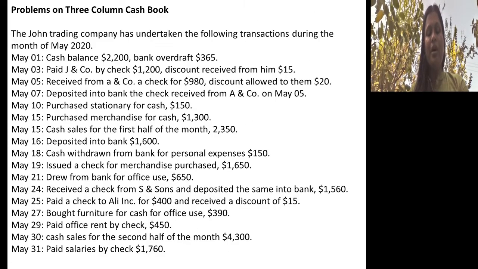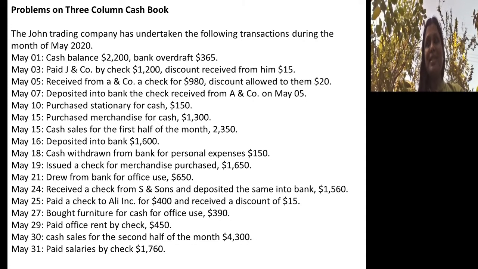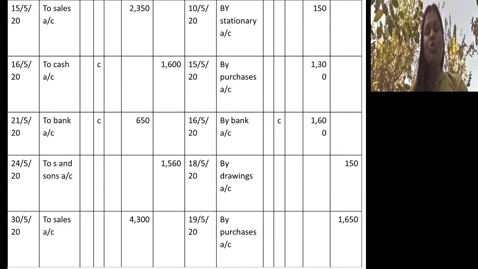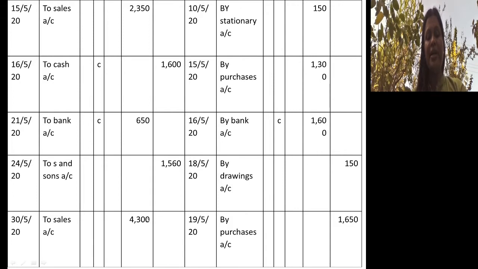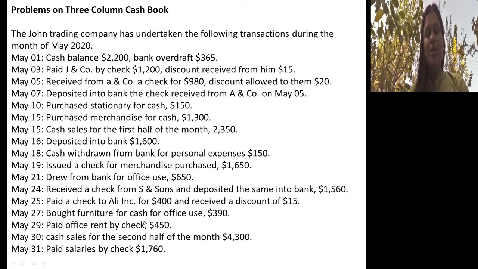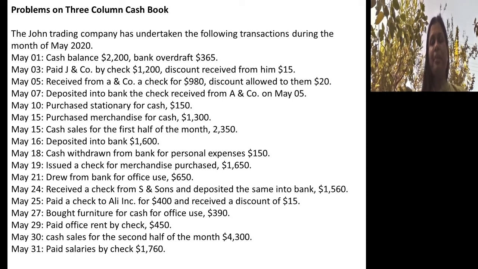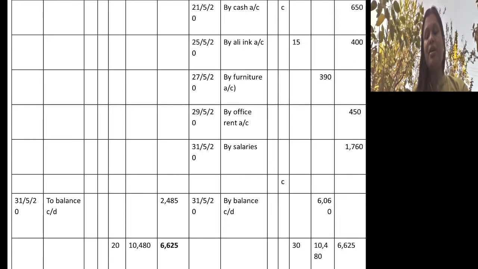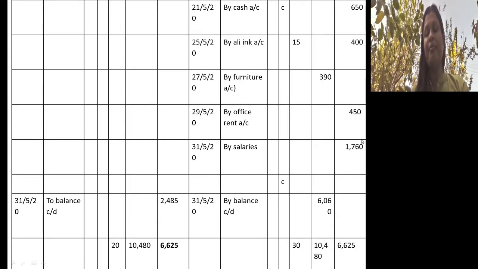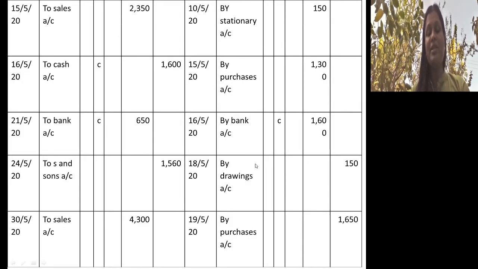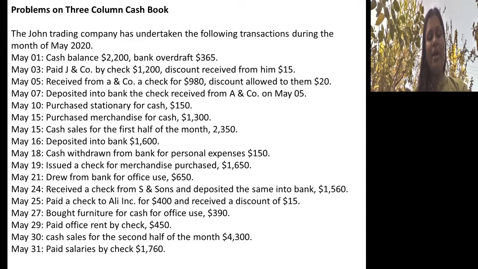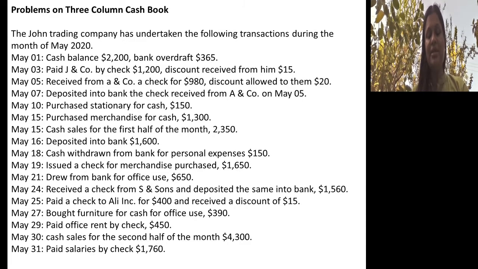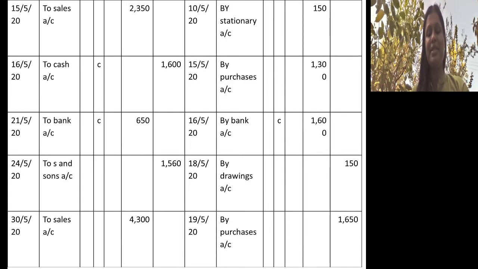So next one, cash sales for the second half of the month is 4300. Again, we sold goods for cash. The journal entry is cash account debtor to sales account. So 4300 on the debit side in the cash column. So next one, paid salaries by check. When we pay salary by check, salaries account debtor to bank account. So bank account should be credited. So just see how I recorded on the credit side of the bank column. So 1760, reference is given to salary. That account was debited in that journal entry. So next one is paid salaries by check, which we have already done. Salaries account debtor to bank account 1760.